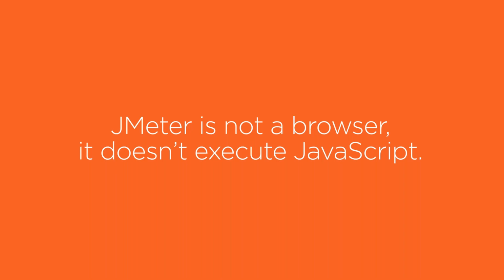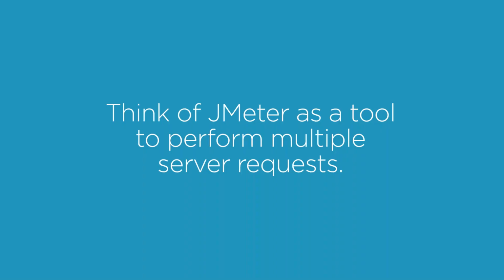Basically, it uses the client API, I mean, basically a network call. If I simplify it, it is a network call actually. It's not hitting the application, but hitting the IP address and port number. So that is a network call actually. Think of JMeter as a tool to perform multiple server requests.